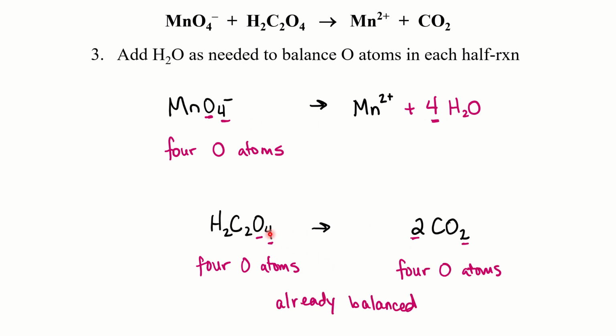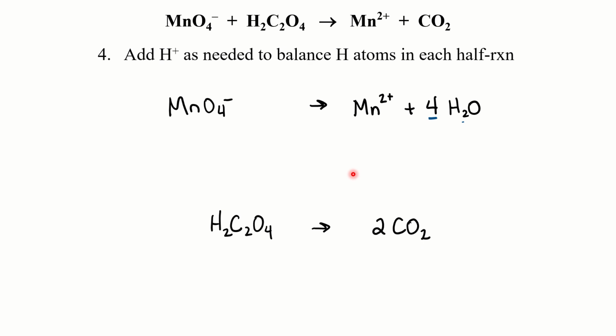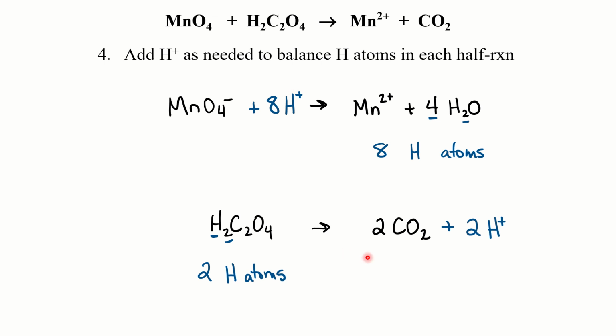In this second half reaction, the oxygens are actually already balanced. There's 4 on both sides, so we're good there. Step 4, add H+ as needed. So for that first half reaction, we added 8 H+ to the left side. For this second half reaction, I've got 2 hydrogens on the left side, so I need to add 2 H+ to the right side.